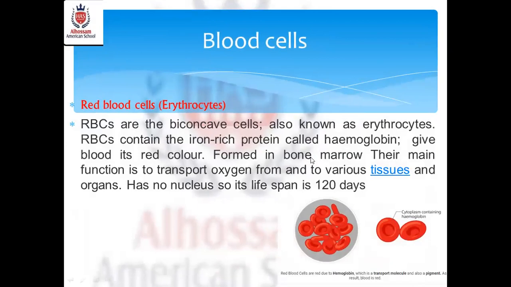The second most important component in the blood cells are the red blood cells. And because you are seniors, you have to know that they are also called erythrocytes, which is considered as the scientific name of red blood cells. Erythrocytes or red blood cells are biconcave cells, contain iron-rich protein, which is very important. This iron-rich protein is called hemoglobin, and it gives the red blood cells its red color, and also it has a very important function, which is carrying oxygen to all body cells, which is very important, of course.